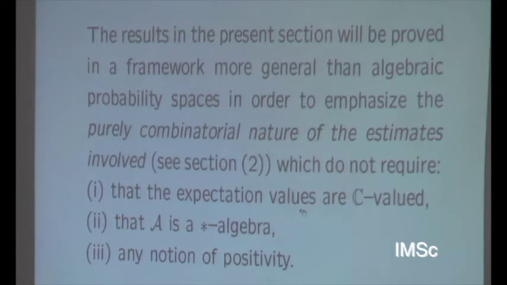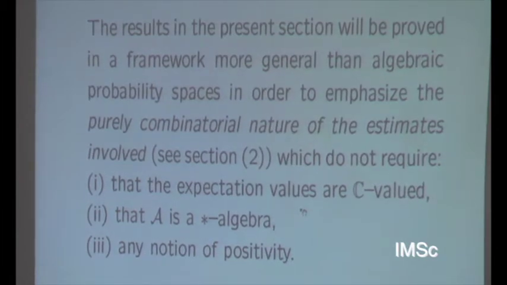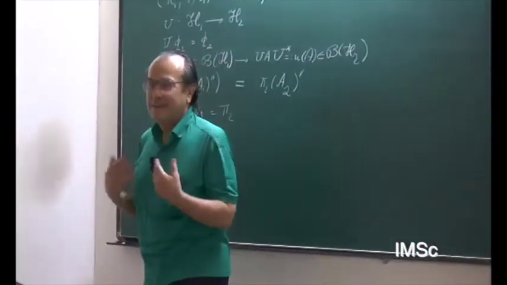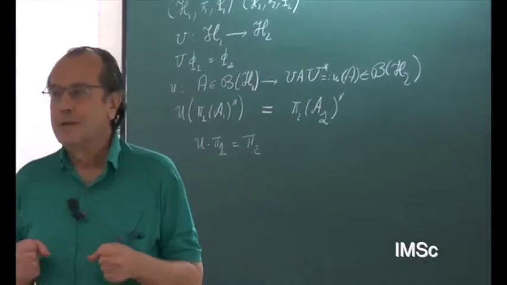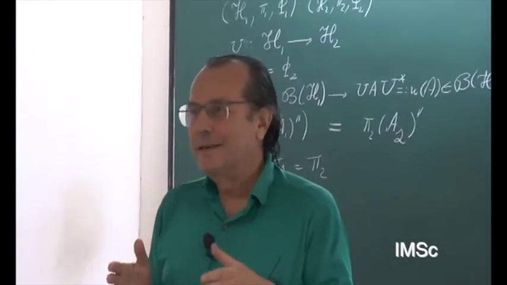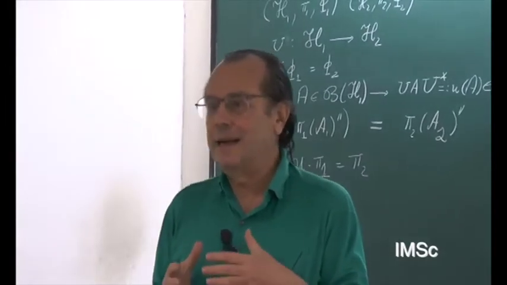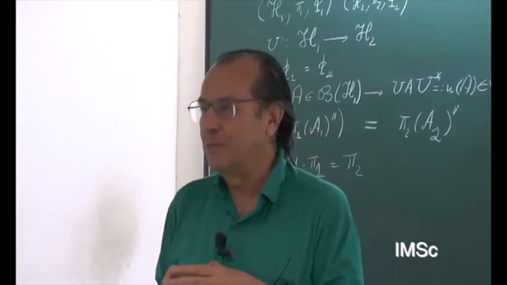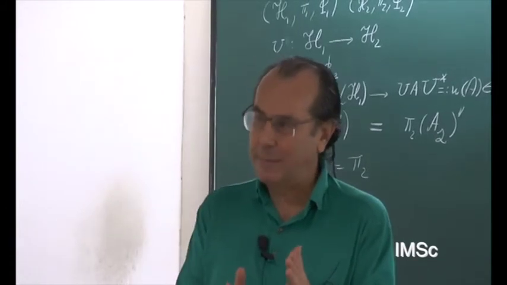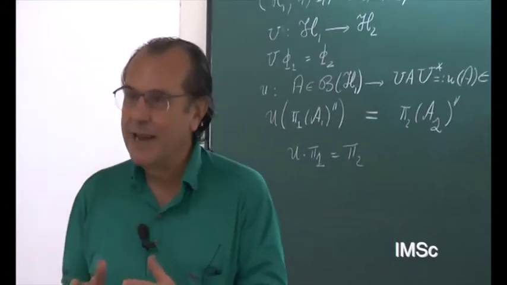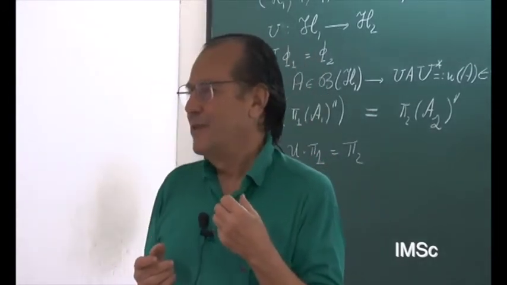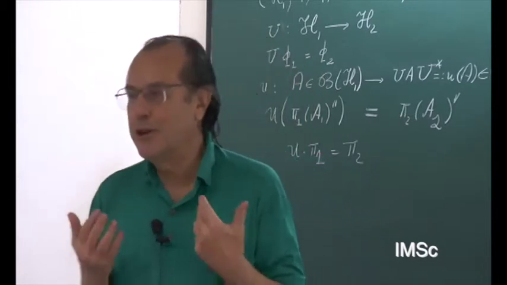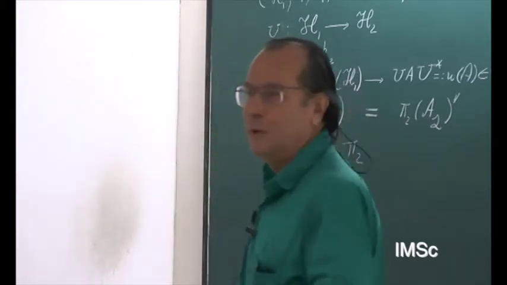Now, what I want to do today, I defined the notion of algebraic probability space. But today, what is the main goal in my lecture is to show that one of the basic results of classical probability, which are the laws of large numbers and the central limit theorems, have a purely combinatorial root that is much, much, much more general. It has nothing to do with probability.